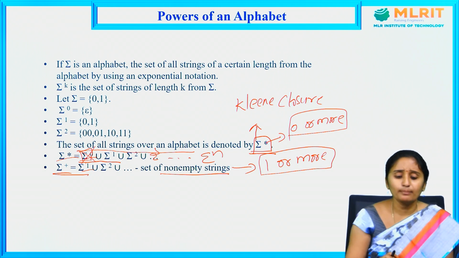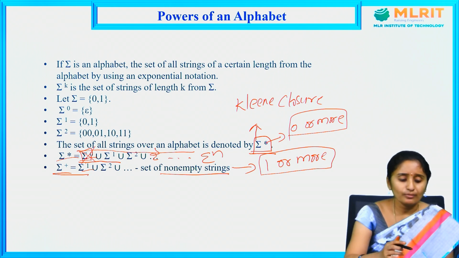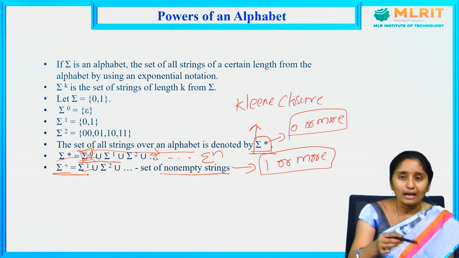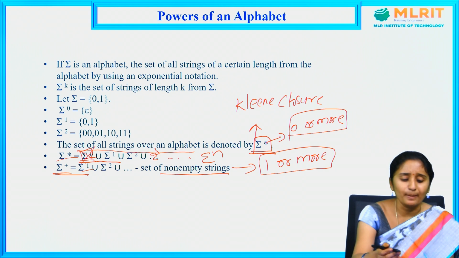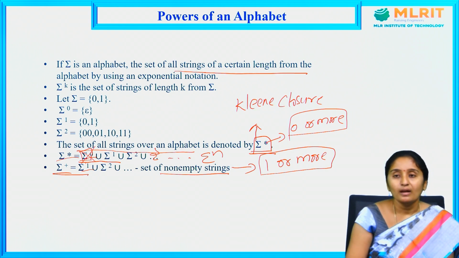So this is nothing but powers of an alphabet. What are powers of an alphabet? The alphabet is represented with sigma, and we write some power for it. That power represents the length of the strings, that is, how much length I am going to use from my alphabet.